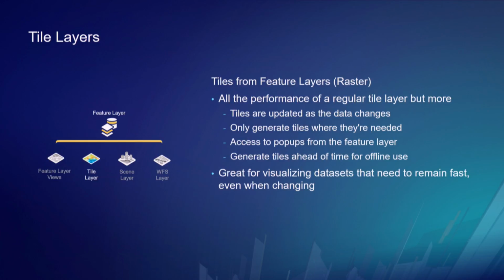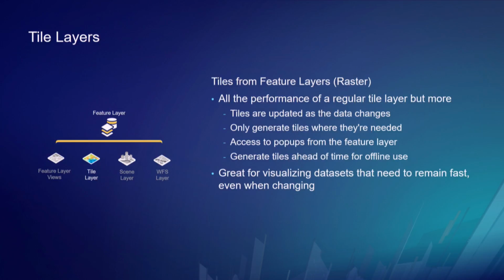If you do need to cook tiles over a larger area, you can just go cook them manually yourself. And because it's backed by a feature layer, you also just get the pop-up for free. So if you add the tile layer to the map and click on the map, you'll get that feature layer's information. And if you're using it offline, like I said, you can generate all your tiles ahead of time if you want to, or you can let the system generate them as people view the data. And so it works really well for visualizing data sets that need to remain fast even when data is changing.